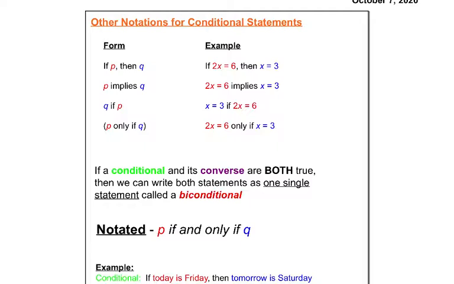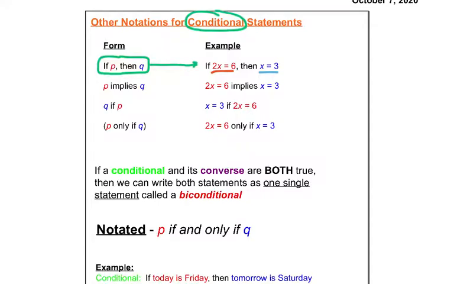Good, but let's talk about how else we can notate if-then statements or conditional statements. The standard one is this one, if P, then Q. And here's a good example. How about this one? If, hypothesis, if 2x equals 6, then, conclusion, x equals 3. That's a true statement. And actually, if you think about it, its converse is also true too. All right, that's a pretty good one.